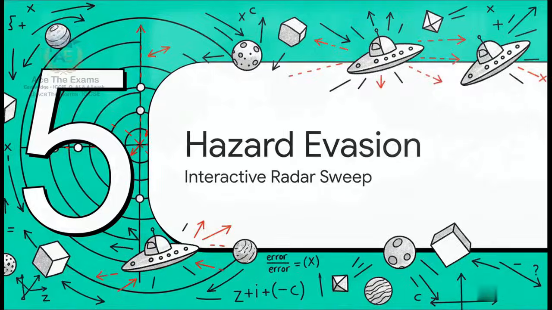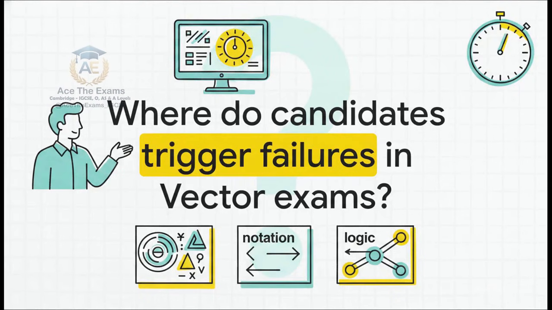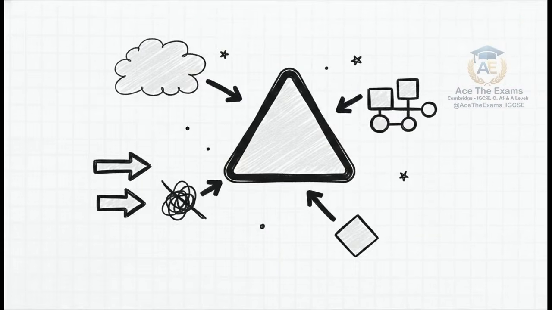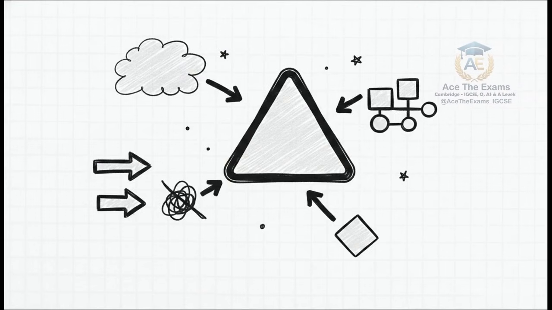Act 3. Hazard Evasion. We are launching the Interactive Radar Sweep Challenge. I am handing the console controls over to you. Where do candidates most commonly trigger system failures in vector questions? Think about all the source data we've reviewed from the official Cambridge Principal Examiner reports so far. Is the primary hazard the calculation itself, the notation, or the underlying logic? I'm initiating a visual radar sweep right now. Look at your mental data. Let's see if we can extract the single highest-yielding core trend before the system resets. Sweep complete. I'm highlighting the discrepancies on the digital indicator.